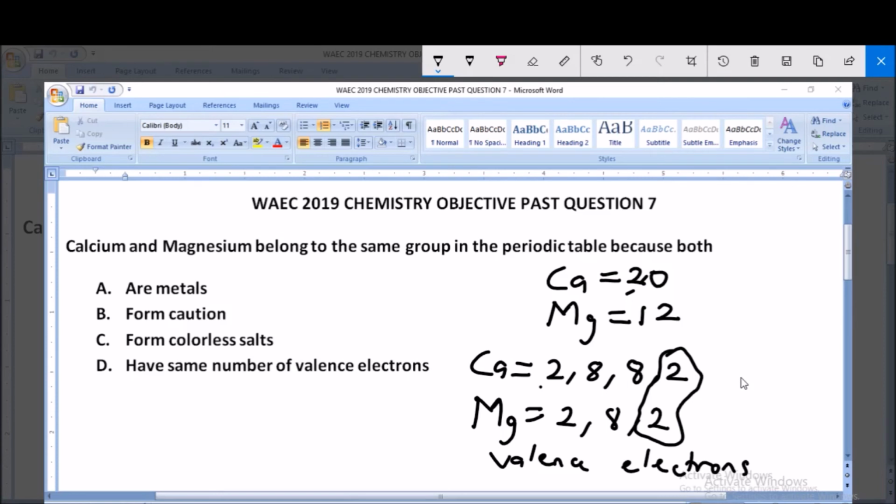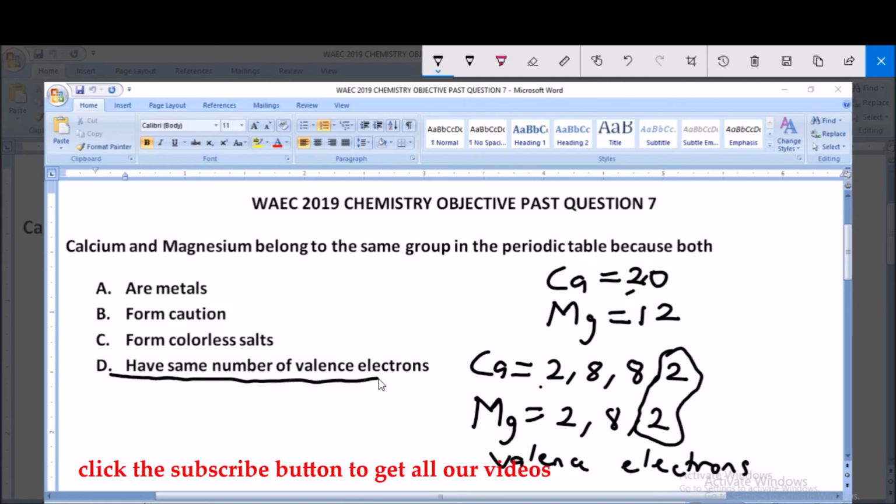So since both calcium and magnesium have 2 valence electrons, they belong to the same group. So the answer is D, as we have rightly established. So we can now see the reason why both calcium and magnesium belong to the same group: it is because they both have the same number of valence electrons, or the same number of electrons on the outermost shell.